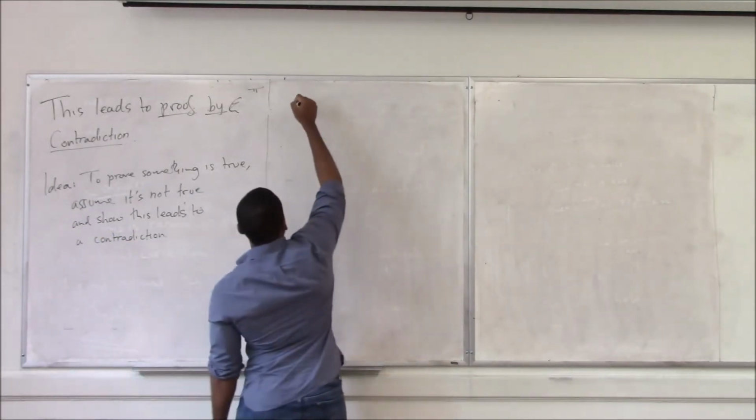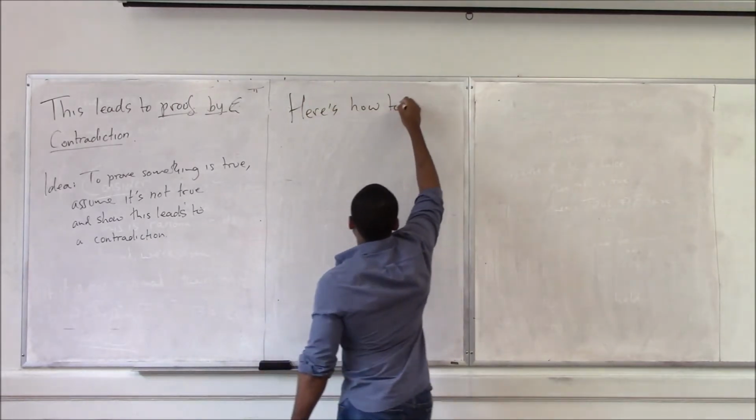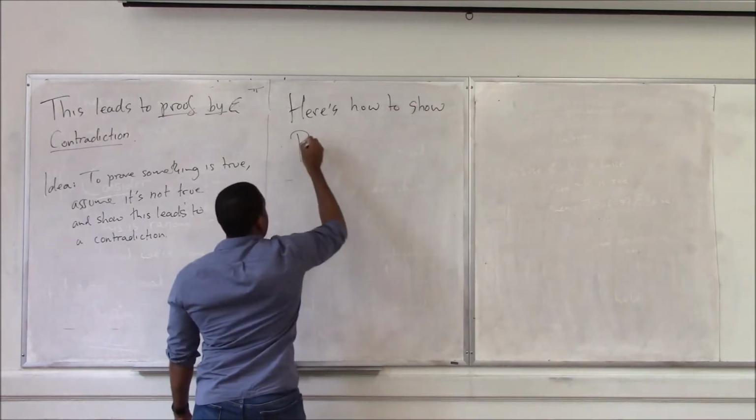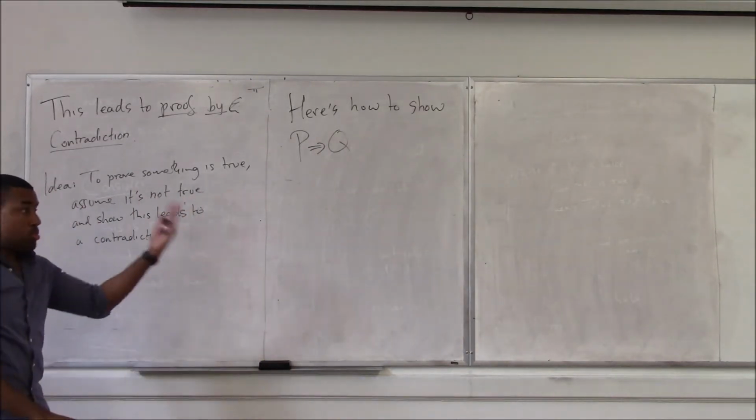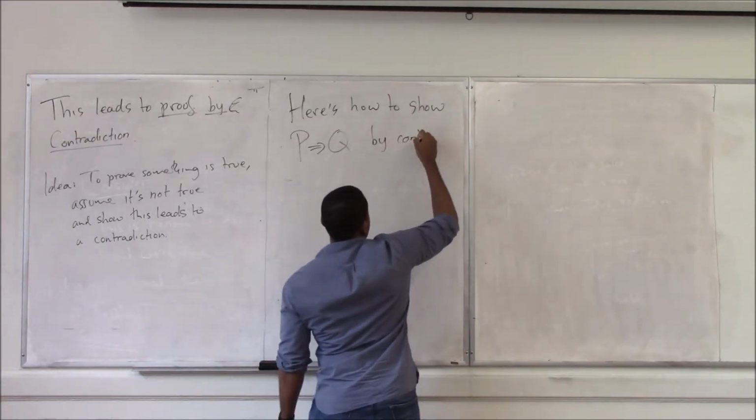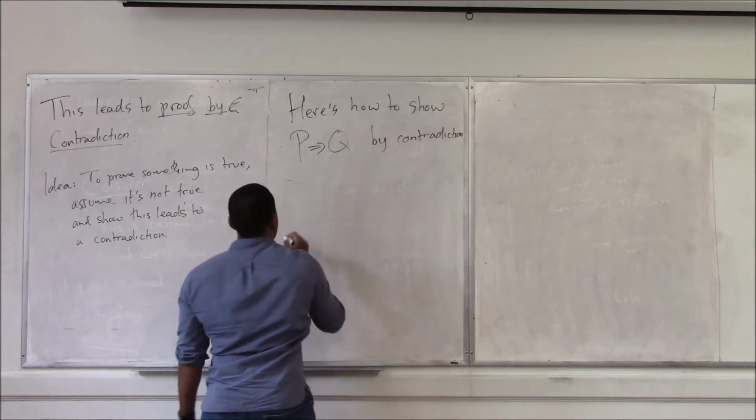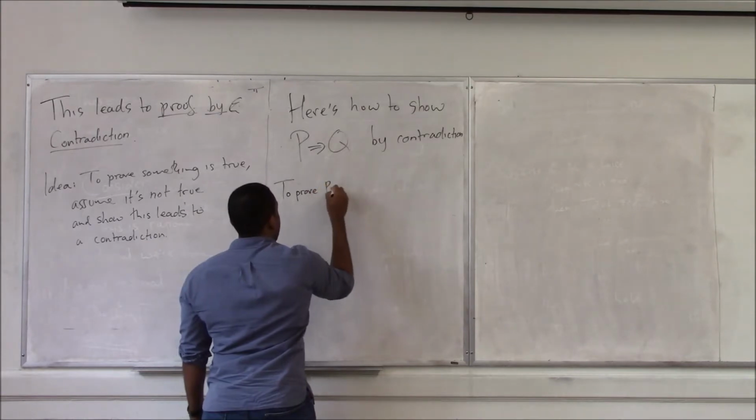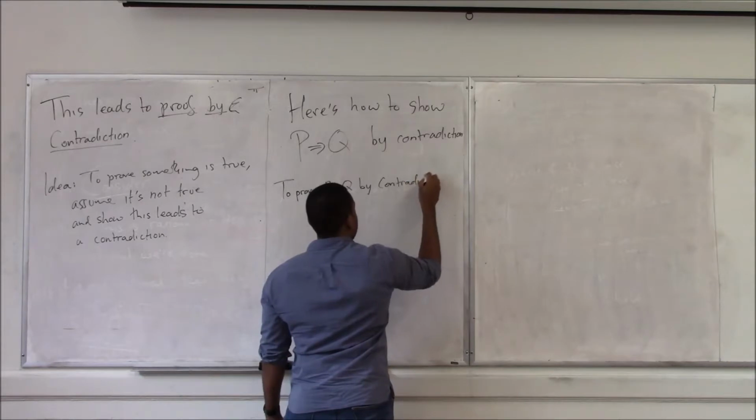Here's how to apply it to our important statement. Remember, P implies Q is a very important statement. It's often the kind of statement that we want to prove. You always have to assume something to prove something. Here's how to show P implies Q by contradiction. Right, so this is the proof technique now. To prove P implies Q by contradiction, I'm going to give you the steps.